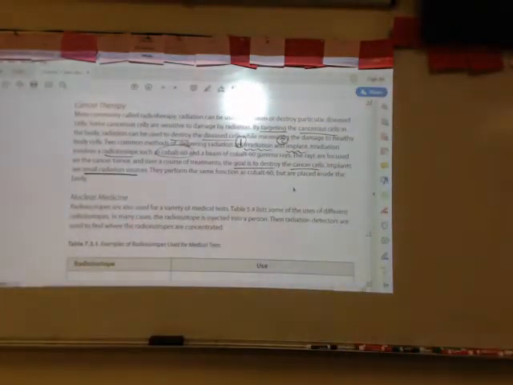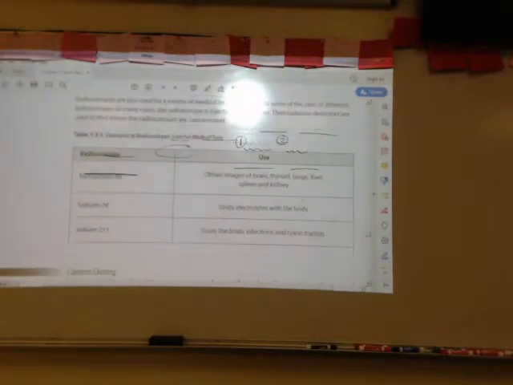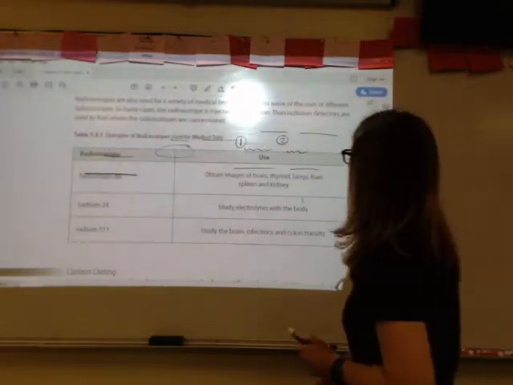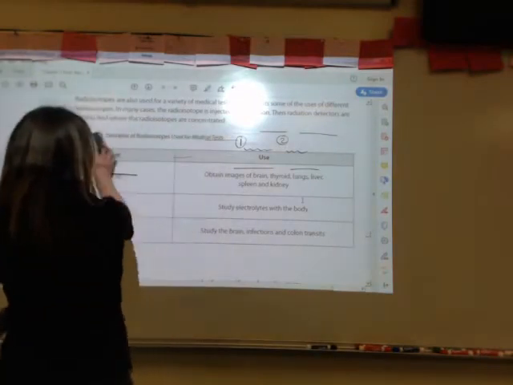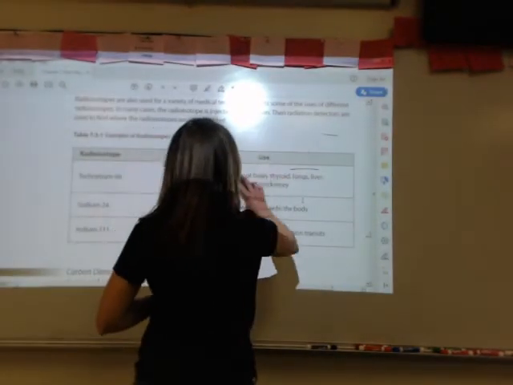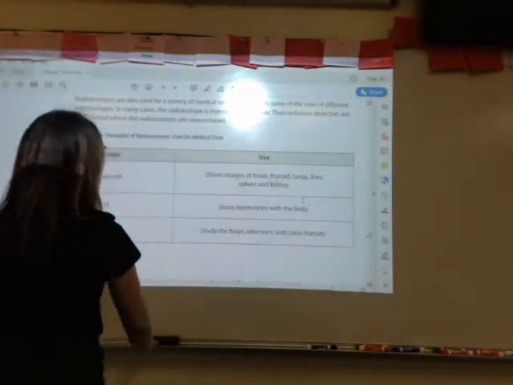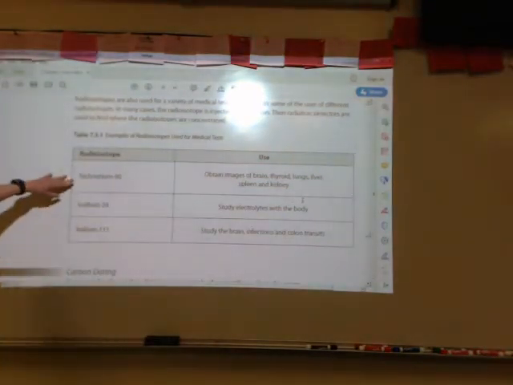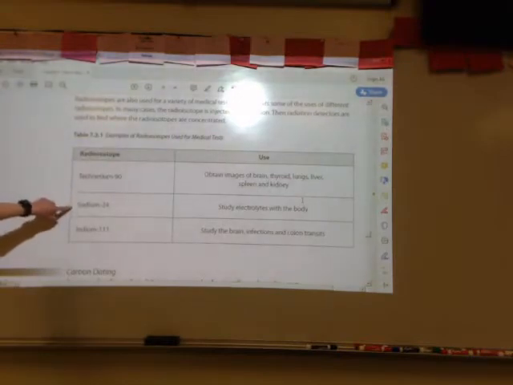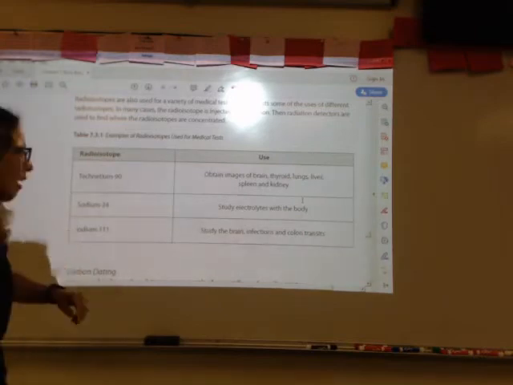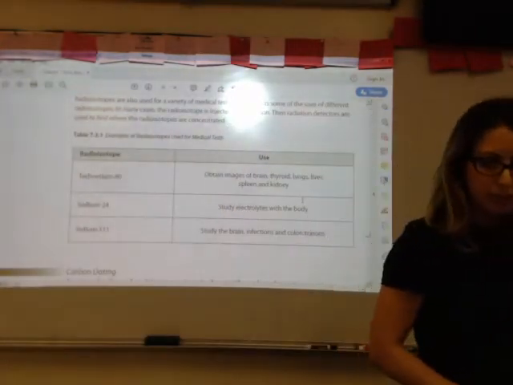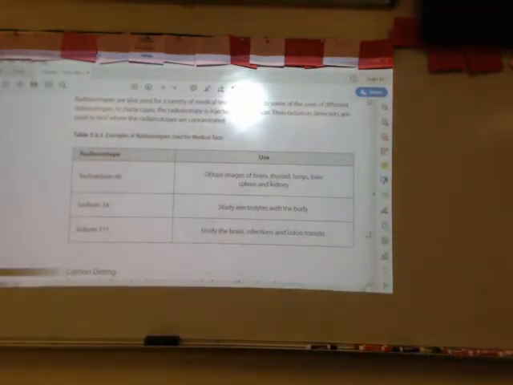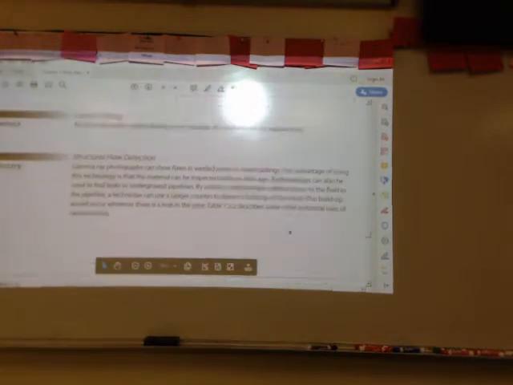Now, nuclear medicine has radioisotopes that are also used for different medical tests. A lot of times they're going to inject a radioisotope into a person. For instance, technetium-90 is used to obtain images of the brain, thyroid, lungs, liver, spleen, and kidney. Sodium-24 studies electrolytes in the body. Indium-111 studies the brain and infections and colon transits.